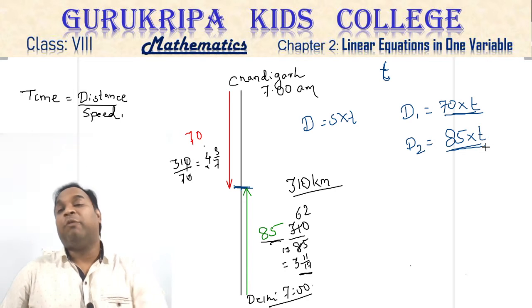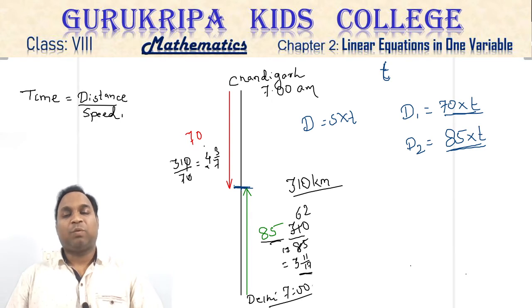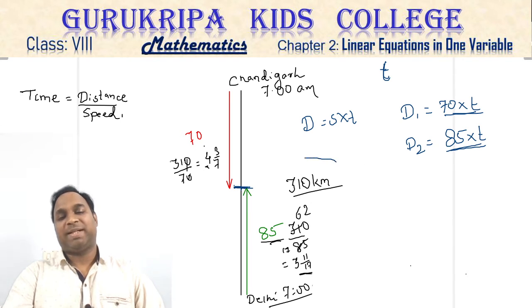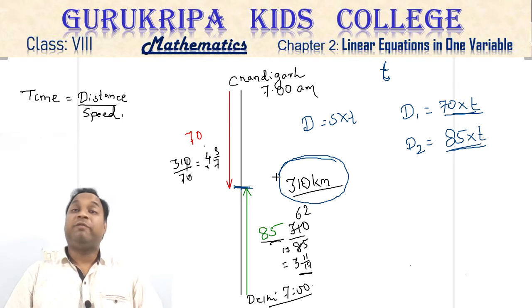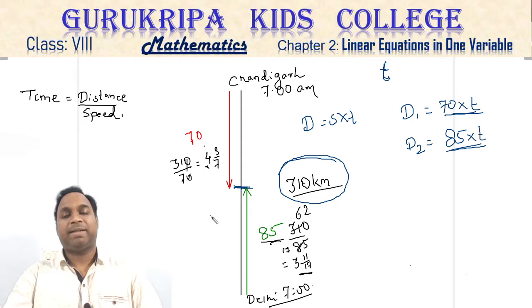Now what is the total? How will we get anything information from this? How can we get any other information from this? What do we need? We need the time at which the trains meet. How will we get? We need to use some more information. That information is 310 kilometers. We have to use this information. How can we use this information? 310 kilometers is the distance between Delhi and Chandigarh.